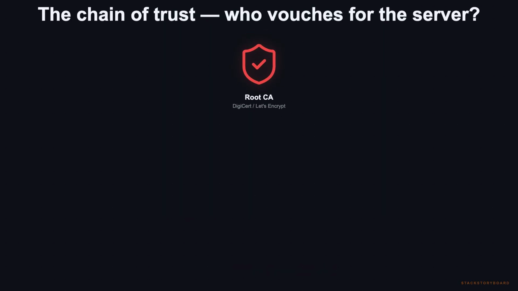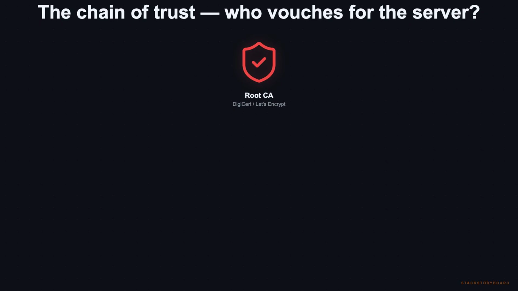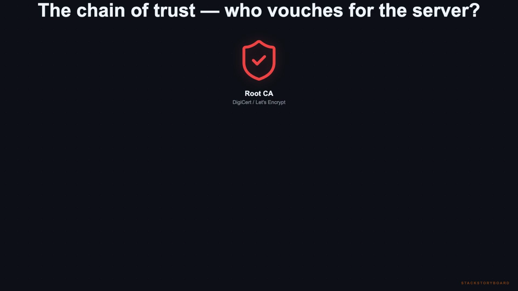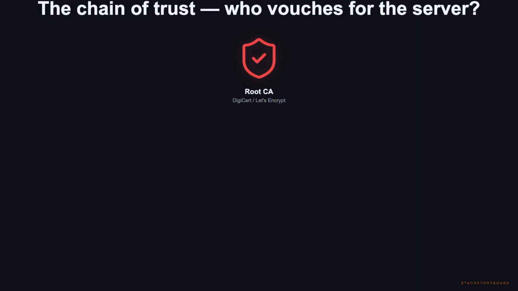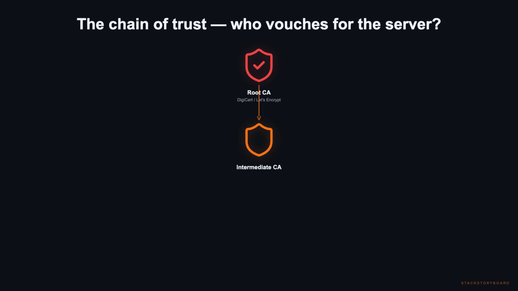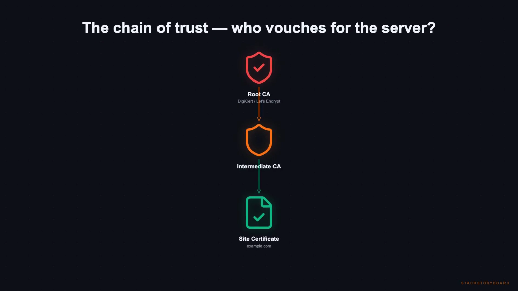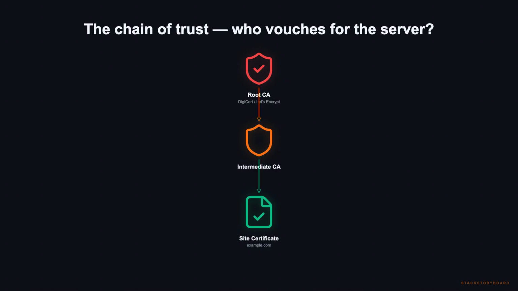But wait, how does your browser trust a certificate authority in the first place? It comes down to a chain of trust. At the very top sits a root CA, a small group of organizations whose certificates are pre-installed in your operating system. Your computer trusted them before you even turned it on. That root CA signs an intermediate CA, which then signs the site's certificate. Your browser walks up this chain, checking every signature, until it hits a trusted root. If the chain holds, the connection proceeds. If anything breaks, security warning.